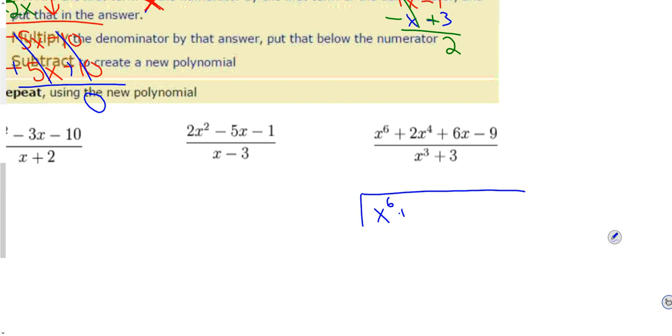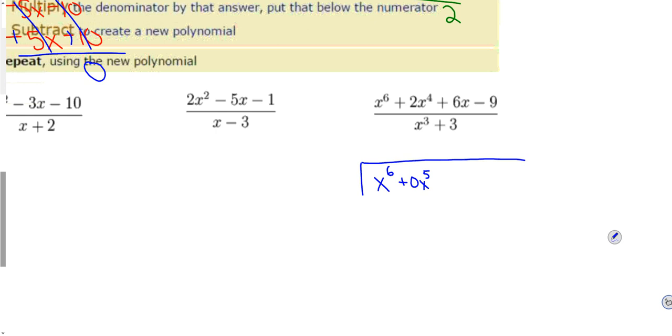So what I'm going to do is add 0x to the 5th to the problem. So I've got 0x to the 5th, and then plus 2x to the 4th, and then plus 0x to the 3rd, and then plus 0x squared, because those both are missing, then plus 6x, and minus 9. Now it looks all crazy, but don't panic. It's actually not going to be too bad. For the outside stuff, I don't really have to do that. So I have x to the 3rd plus 3.